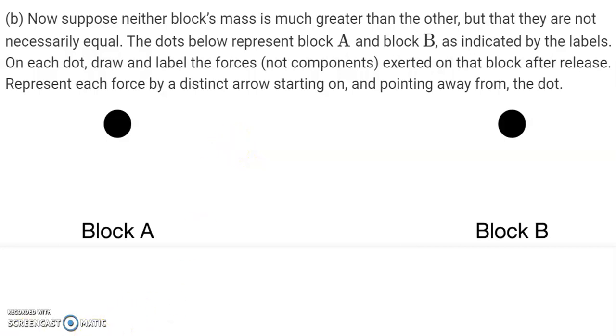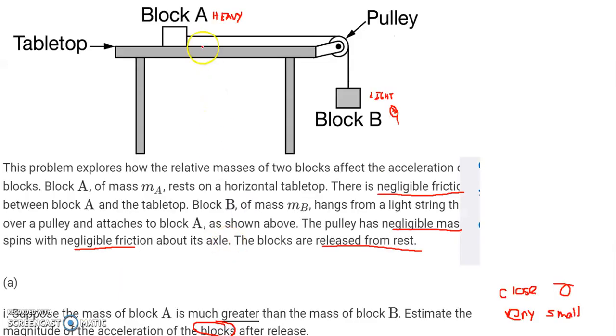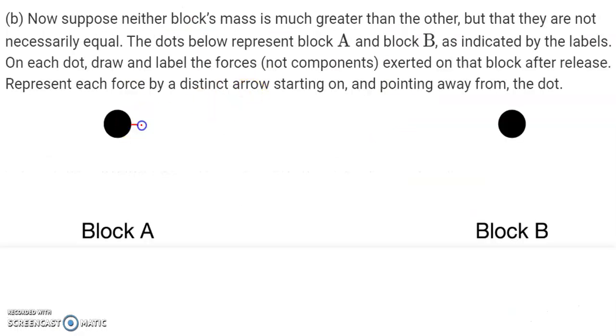Let's look at block A. Block A is on this tabletop, no friction, and is being pulled by this string. So being pulled by the string, force of tension. It has mass, so it's got force of gravity. And it's on the table, so it has normal force. Notice that the y-directional forces are balanced, so there's no acceleration in the y direction. However, there is an acceleration in the x direction because it has this force of tension.